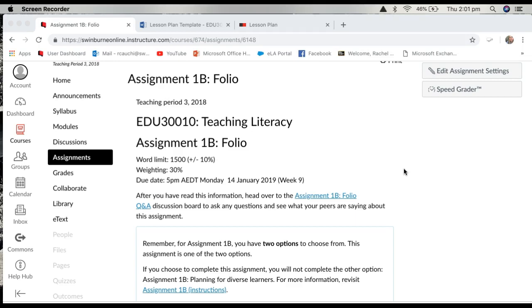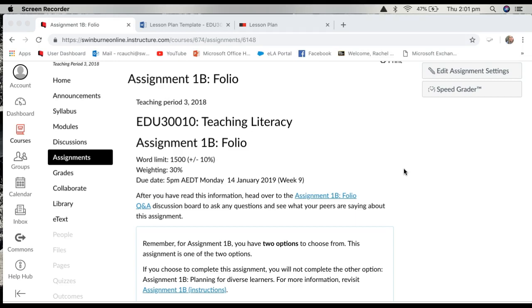As you can see, it's sort of like a continuation of the first folio that was for A1A, except that this time we are getting a little bit more specific and honing in our skills a little bit, because we're not looking at an overall unit plan, but this time we're looking specifically at a lesson plan for literacy.